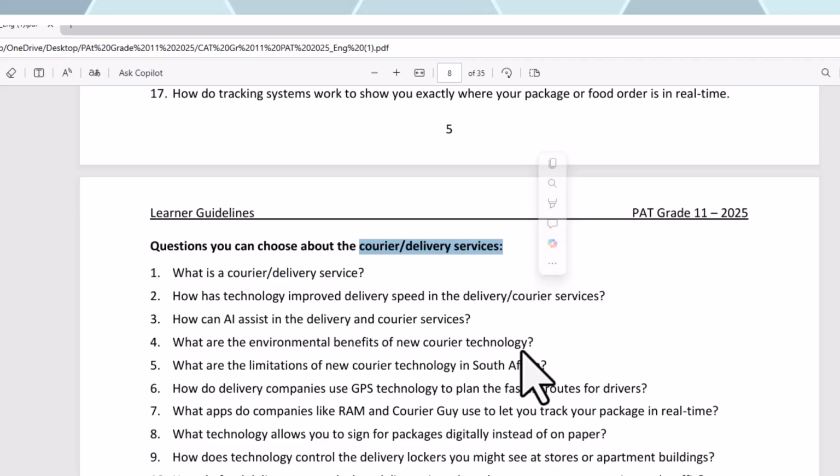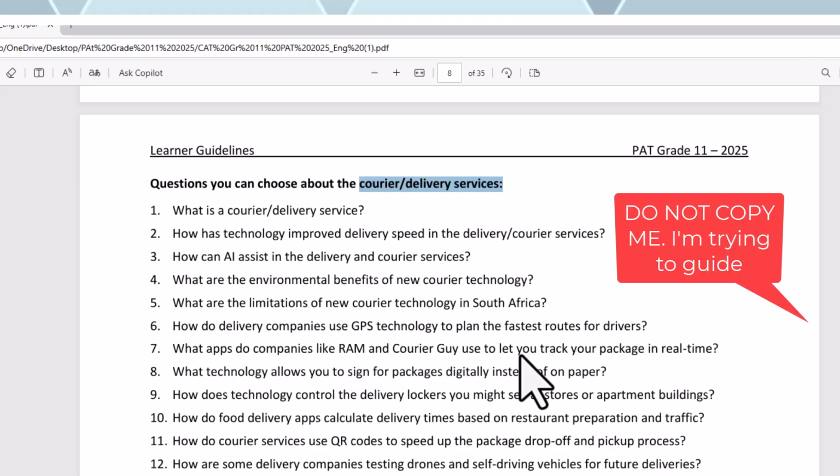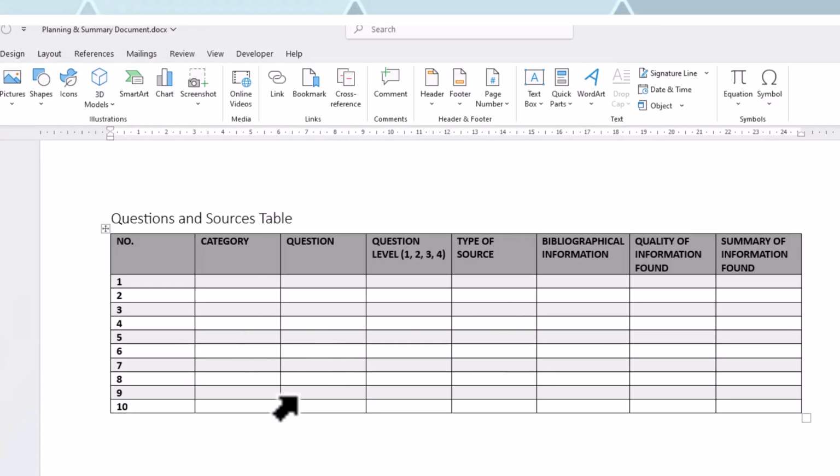Again, yours will be different to mine. Please, guys, I'm going to ask that you do not copy me. Remember, this must be your own work. I'm there to guide, I think that's the most important thing. That's why I'm not completing the whole PET for you. I'm only doing sections of it just to guide you on the right line. So we are now left with this table, which we've got to do.